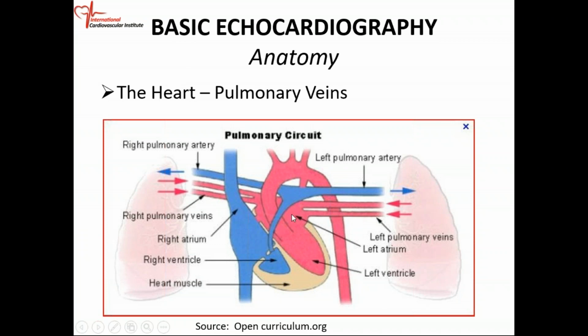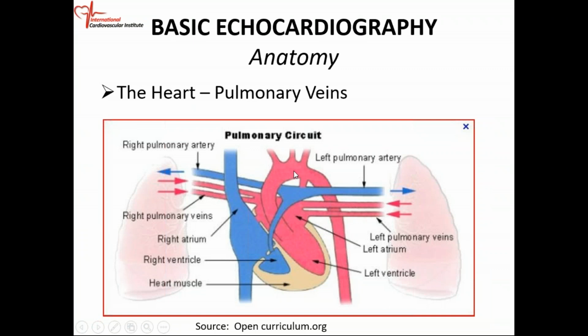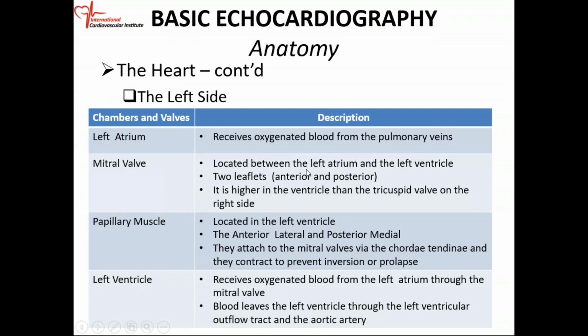It drains into the left atrium, crosses the mitral valve into the left ventricle, leaves through the left ventricular outflow tract, crosses the aortic valve into the ascending aorta, the aortic arch, and the descending aorta. There are branches that come off the aortic arch, and you have to know that. If you're doing echo, you have to know the branches that come off the aortic arch, and we'll talk about them later.